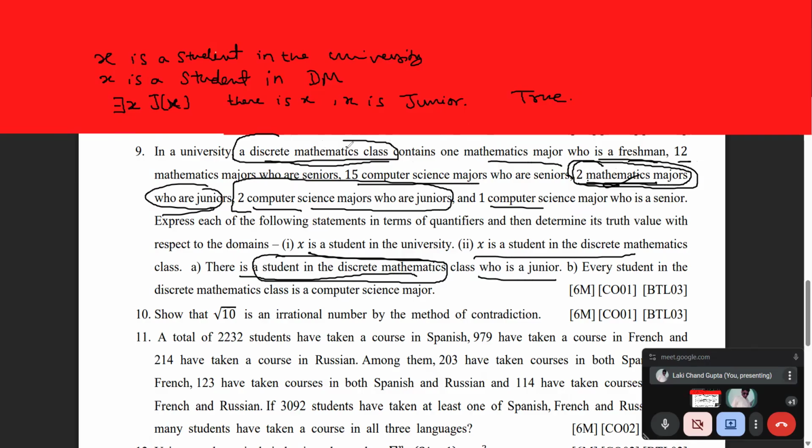See here, only two persons are there who took mathematics major and who are junior. Okay. So the discrete maths class contains what? One mathematics and one professor. So mathematics major means what? Discrete maths.